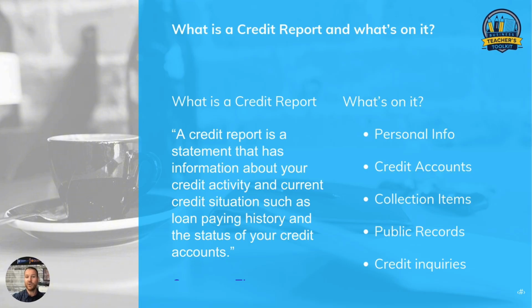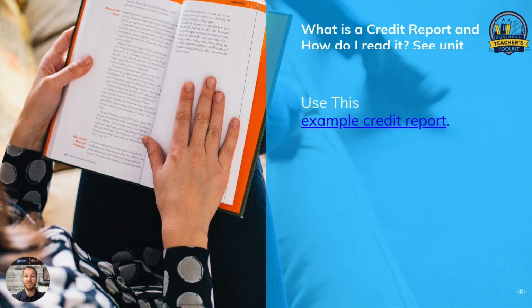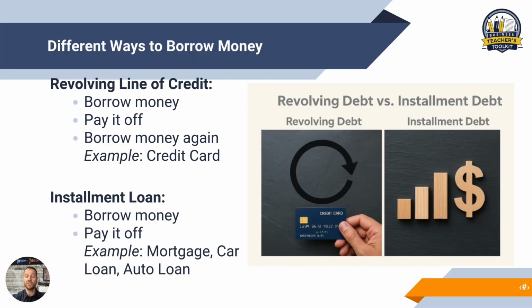So what is a credit report and what shows up on it? Because we talked about that earlier with those 3 credit bureaus. Well, I told you that it's like the grade book. And in this case, it's going to share information such as personal info, your credit accounts, your collections items, meaning if you didn't pay it, you're going to get sent to collections, any public records, credit inquiries. And this credit report is a statement that has information about your credit activity and current credit situation, such as loan paying history and the status of all of your credit accounts. That credit report gets read in various different ways. There's an example credit report right here that is hyperlinked that you can click on to learn more.